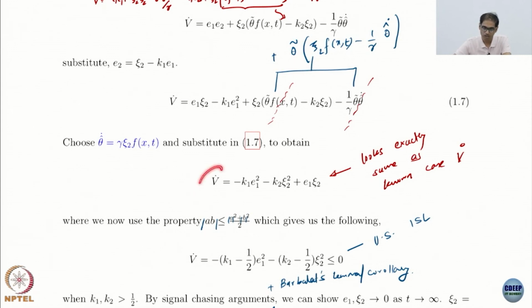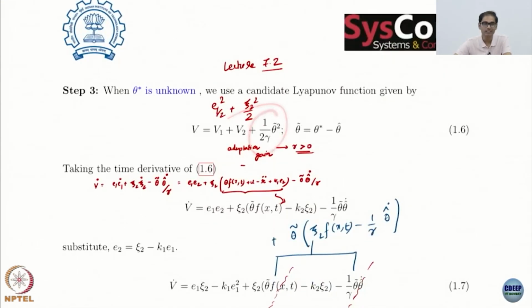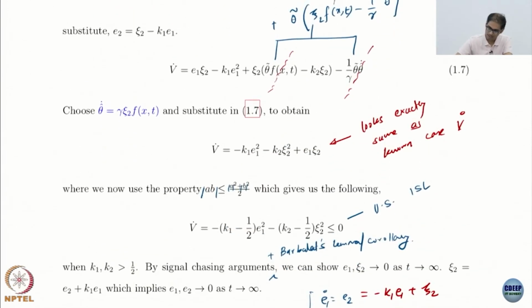Is V dot negative definite? Every time you guys make the same mistake. I added a new state. Theta tilde is now a state. It's a new variable there. So V is now a function of 3 variables, but it contains only 2 in V dot. It's only negative semi-definite.